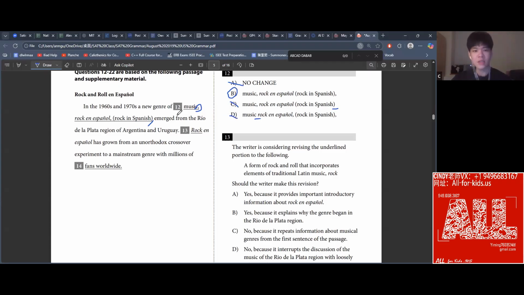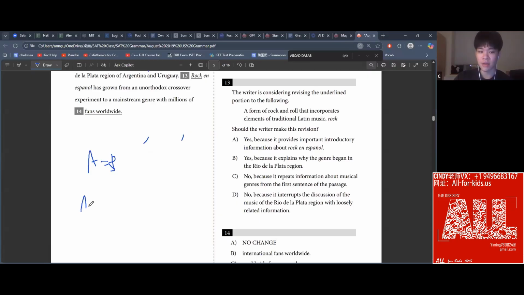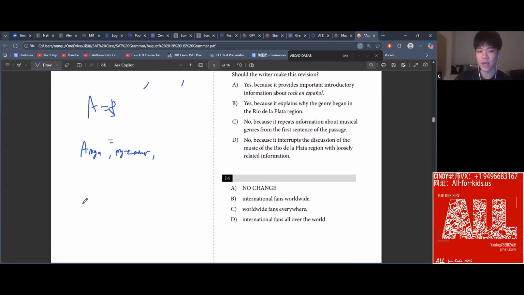And does that make sense? This is just an A equals B rule, right? The music is called rock en Español, rock in Spanish. So A equals B. If A equals B, we'll put two commas, right? So like let's say today, Engu, comma, my teacher, comma, right? Engu equals my teacher. Or you can say Engu, comma, a teacher, right? So A is less than B.